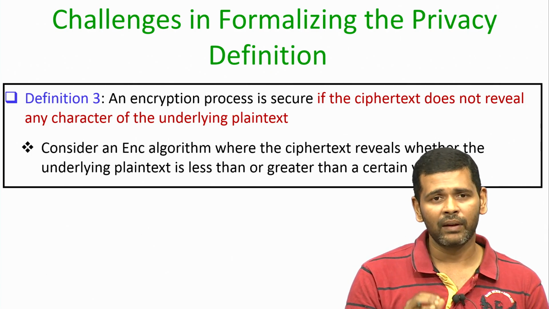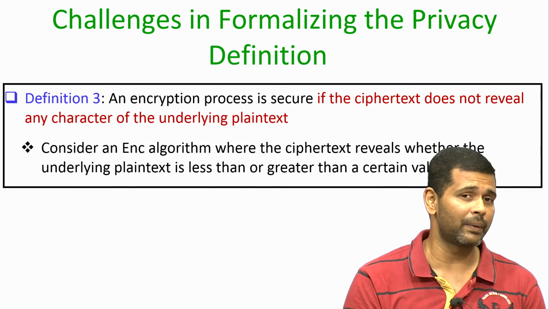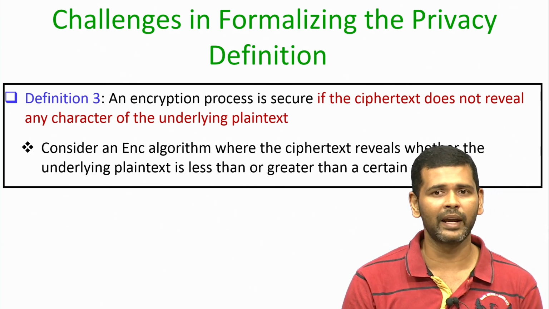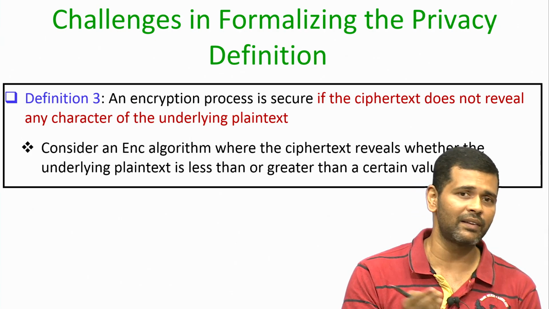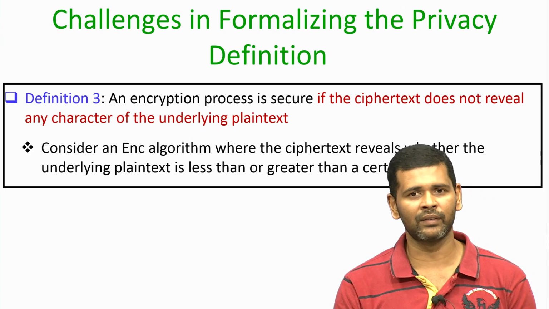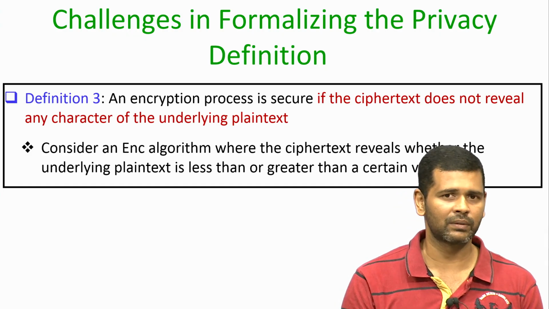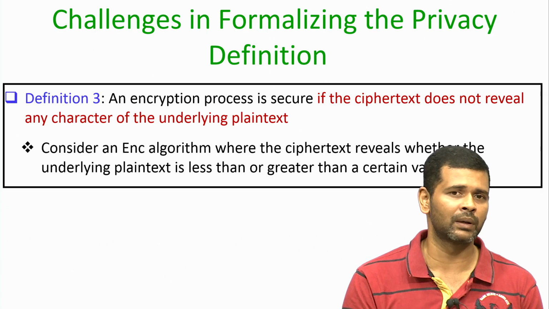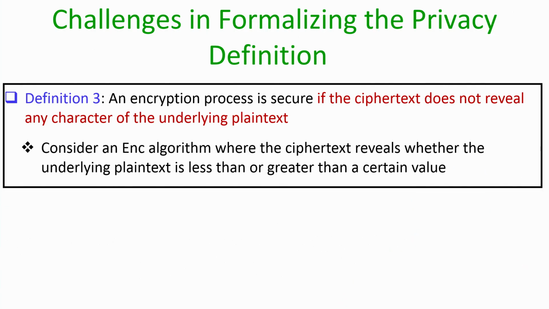Again, if I view the definition, this candidate encryption scheme indeed satisfies the property, because no character of the underlying plain text is revealed, but what is getting revealed is whether the plain text is less than a certain value or greater than a certain value, and that might itself be a security breach. So, I cannot afford to use such an encryption algorithm to encrypt sensitive data, because if the ciphertext is going to reveal the range of the sensitive data, I might be in trouble.